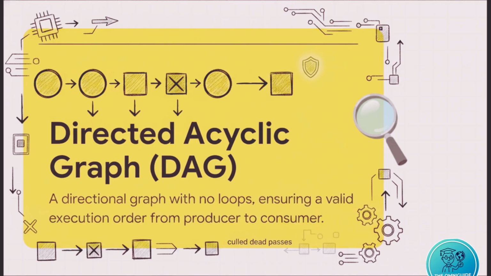Because it's acyclic, the rendering system can automatically track resource lifetimes, seamlessly insert necessary sync barriers, and even cull dead passes that don't actually contribute to the final image on screen. It is incredibly elegant because the math itself guarantees a valid execution order every single time.